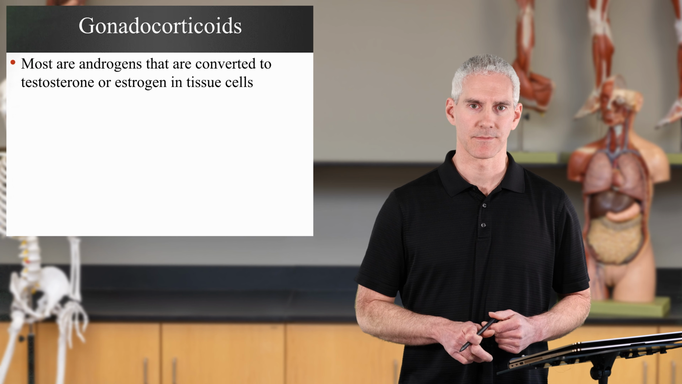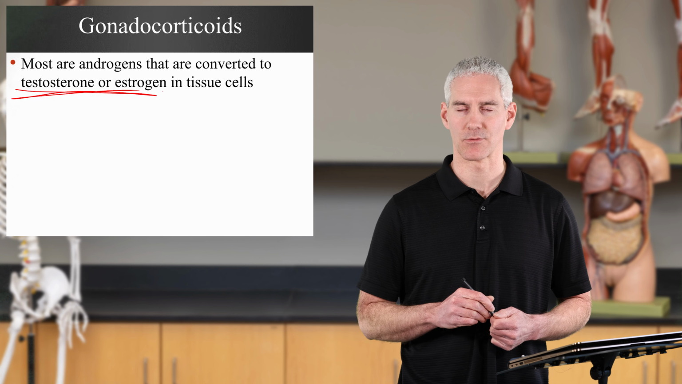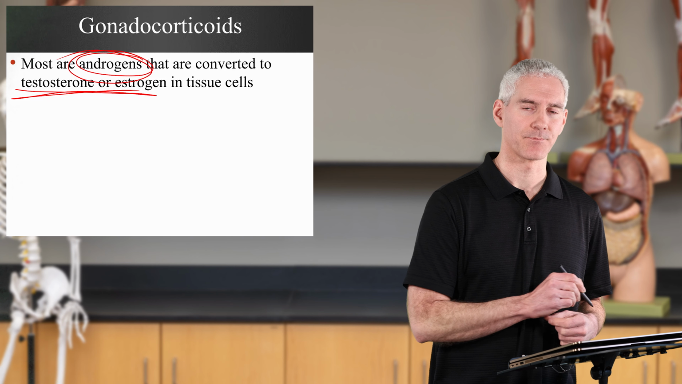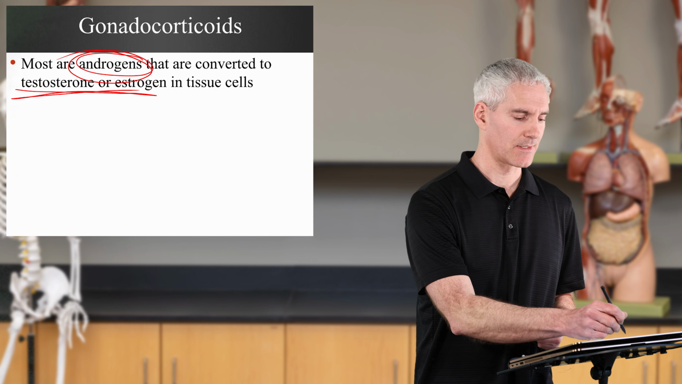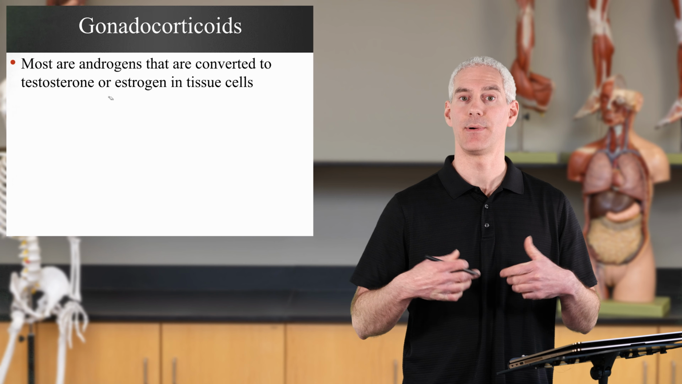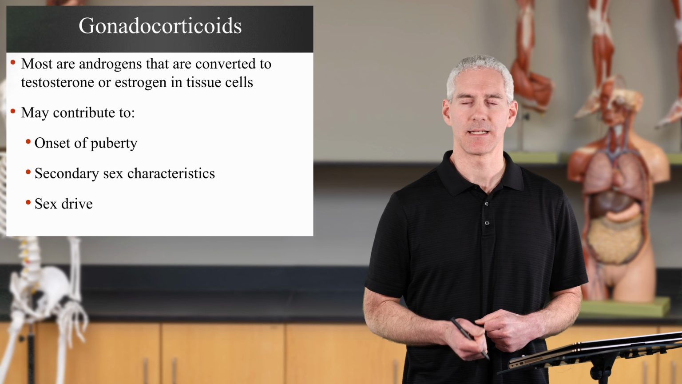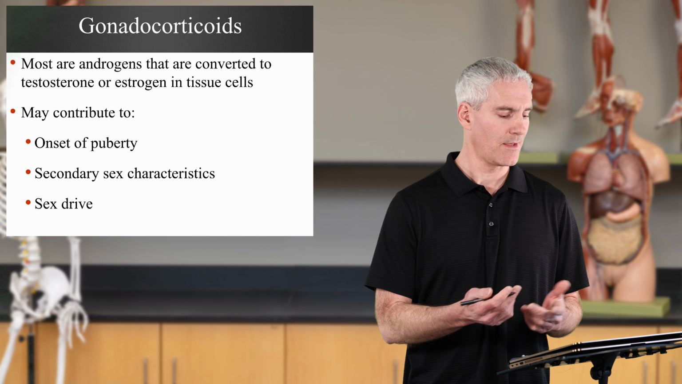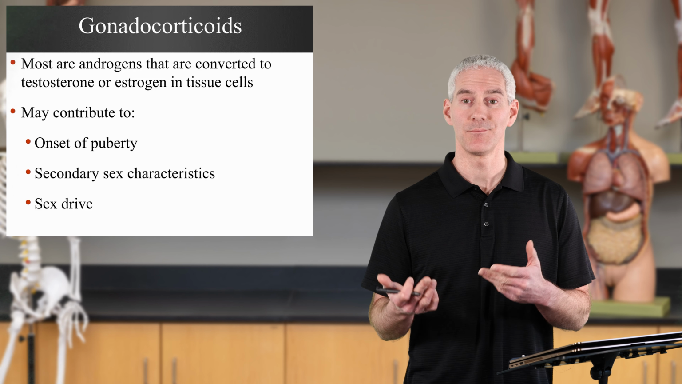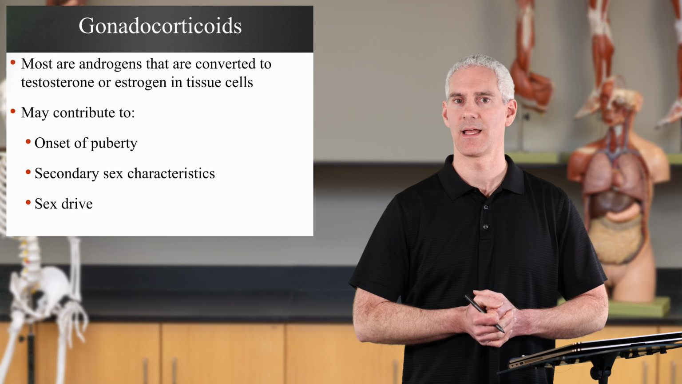Now, gonadocorticoids. The gonadocorticoids are mostly looking at estrogen and testosterone. Now, it's not a direct production because they are androgens. Those androgens are then being converted into testosterone and into estrogen in the body's cells. So they can help with the onset of puberty, they can help with secondary sexual characteristics, they can help with sex drive. Just like what testosterone and estrogen are doing, because the androgens are being produced and then converted into testosterone and estrogen.